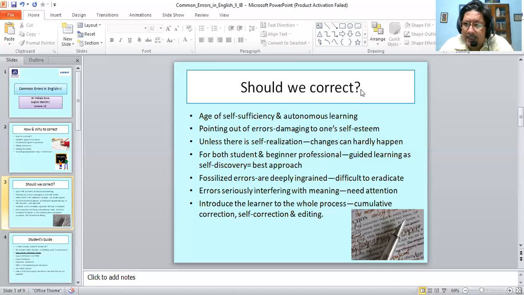Now, errors which seriously interfere with the communication of meaning obviously need immediate attention, and they should be dealt with in that manner.